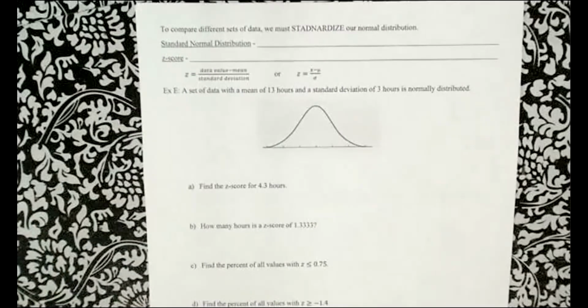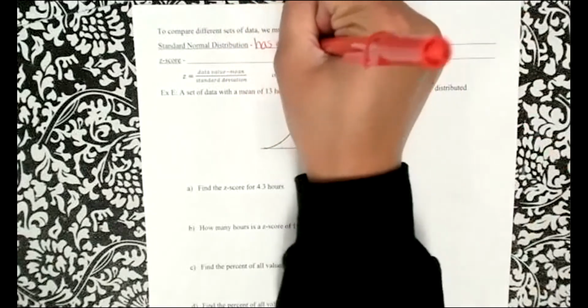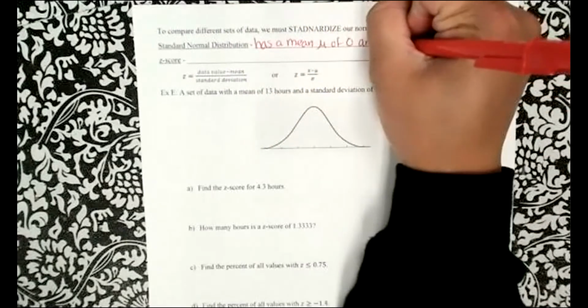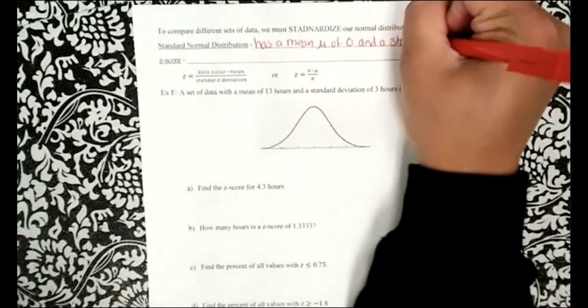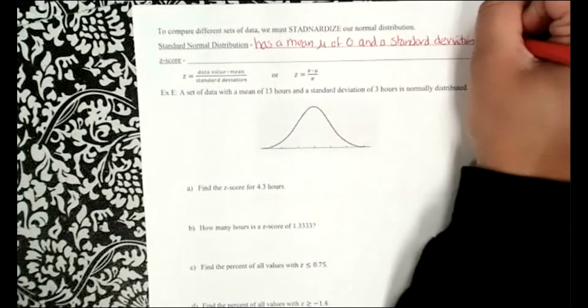All right, to compare different sets of data, we must standardize our normal distribution. Now, right here, the standard normal distribution has a mean of 0 and a standard deviation of 1. Now, these are going to be used when you're comparing two things that are on different scales, like the SAT score and the ACT score.